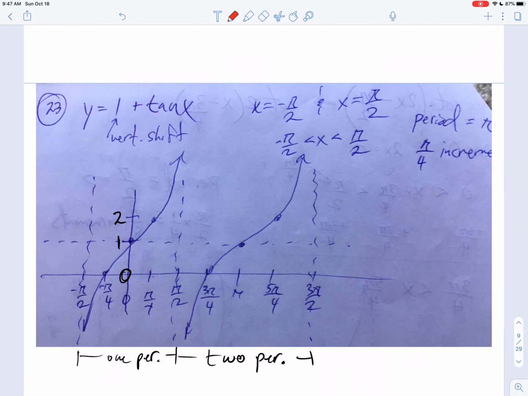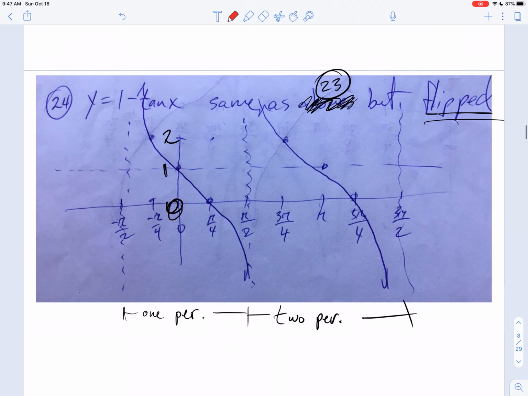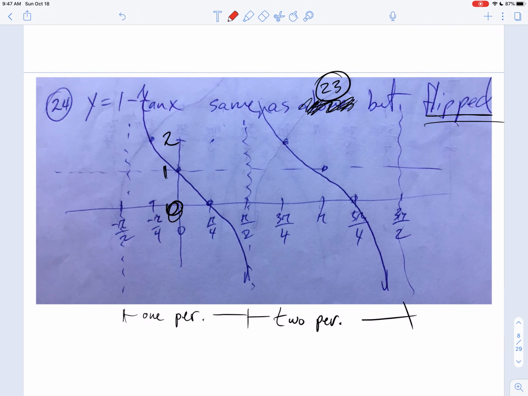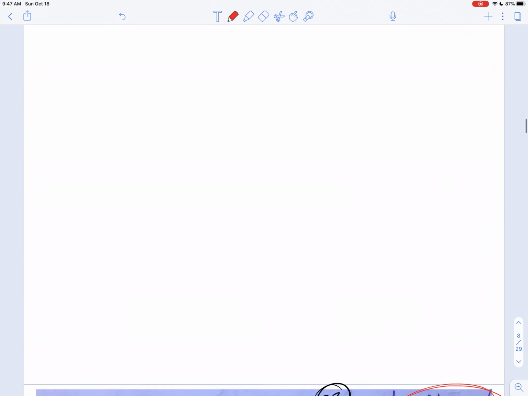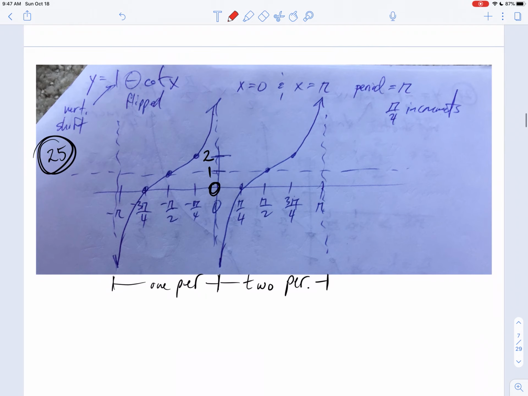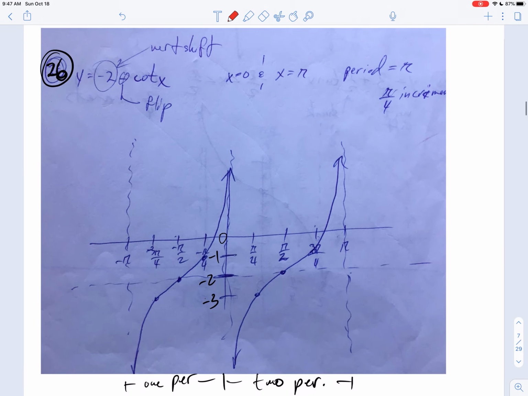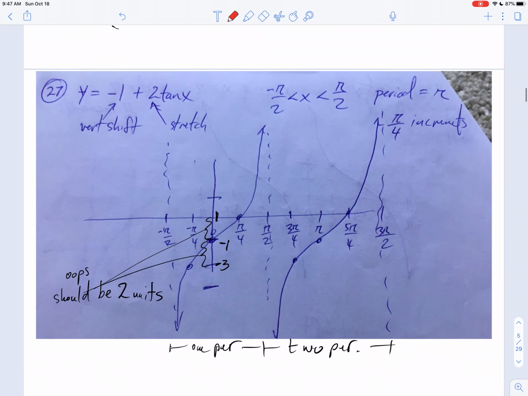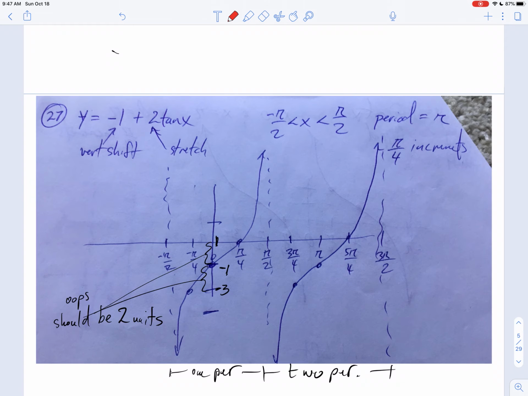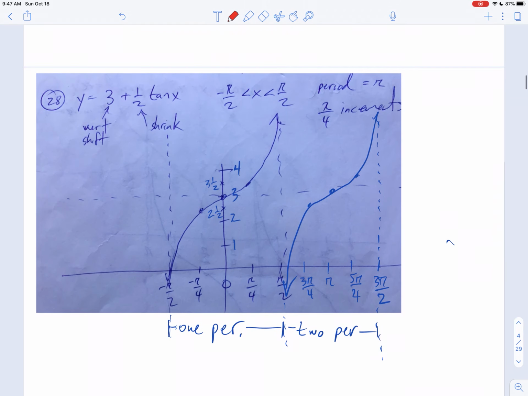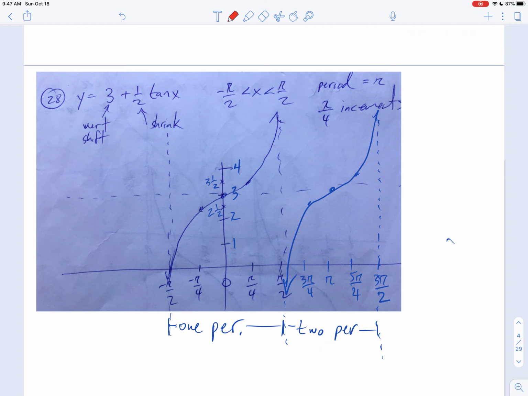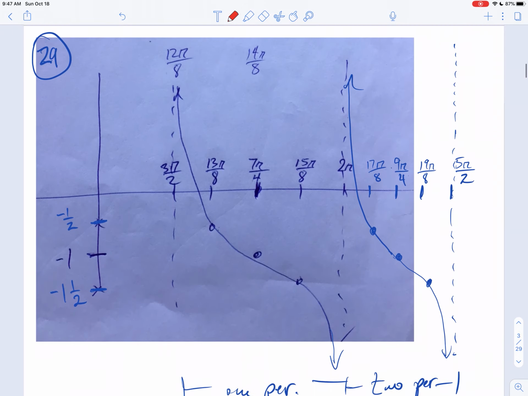23. There's some goodness. 24. If you want to check it. And I wrote same as 23 but flipped because it's true. Okay, number 25. And 26. We're almost there, guys. Yep, 26. 27. 28. And then here we go, number 29.